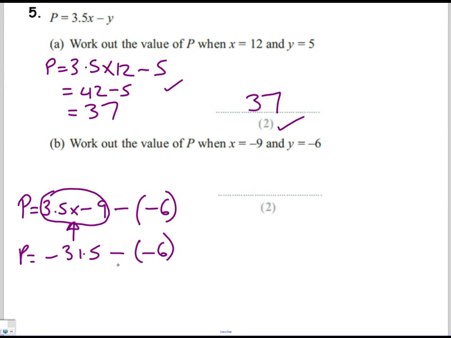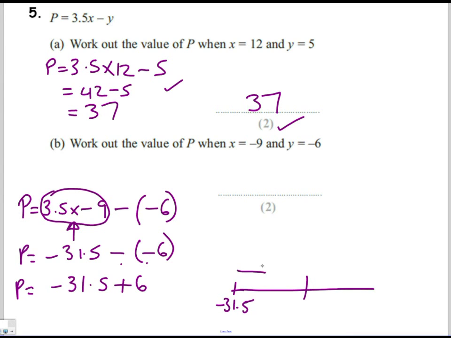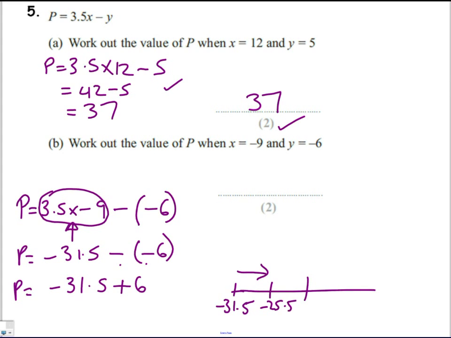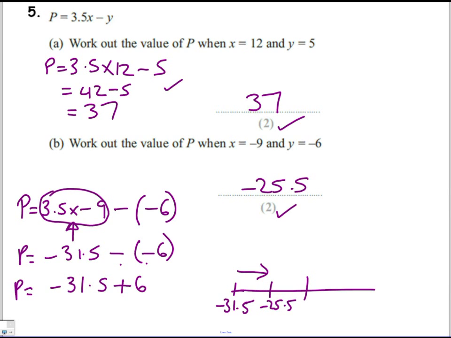Now here we've got the sign rule where we have a minus and a minus. So it becomes minus 31.5 plus 6. Always think of your number line. You're at minus 31.5 and you're going to go 6 in that direction, so you're expecting the number to get larger. You would end up at minus 25.5. So minus 25.5 is your correct answer for 1 mark, and some working out to show how you got minus 25.5.